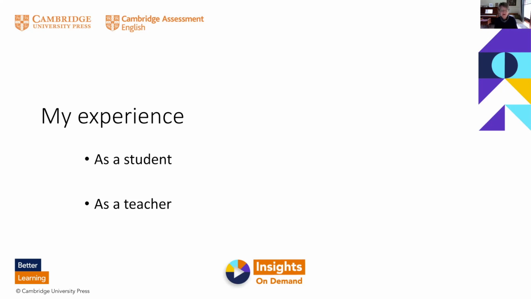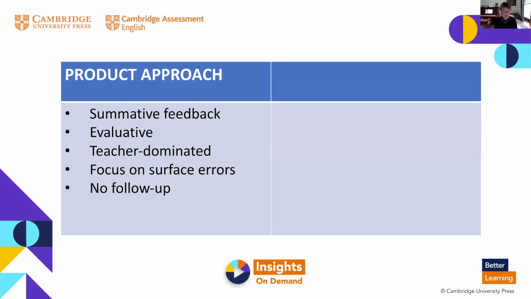So my experience as a student and a teacher really reflects some changing attitudes to feedback on writing. When I was a student, the product approach was still firmly in vogue. And so you can see that I was being given summative feedback, highly evaluative, nearly all negative, I have to say, teacher dominated, completely teacher controlled, very much a focus on surface grammar errors and vocabulary errors, but surface errors. And there was no follow-up at all.